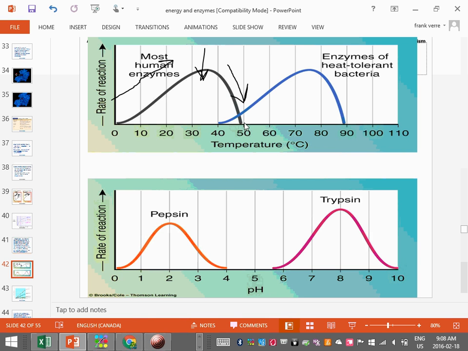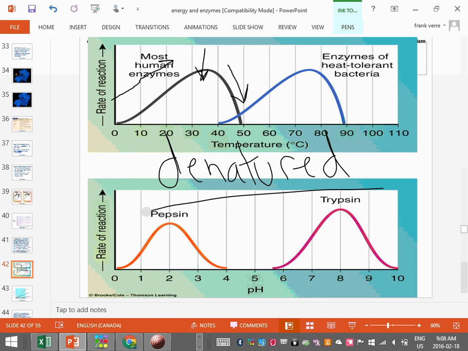At some point, if it's really hot, the enzyme has totally unraveled, and at that point, we say that the enzyme has been denatured. Okay? So when an enzyme is denatured, or a protein is denatured, that means it's totally unraveled and no longer effective. Remember, going back, protein shape is really important. Changes shape, changes function.